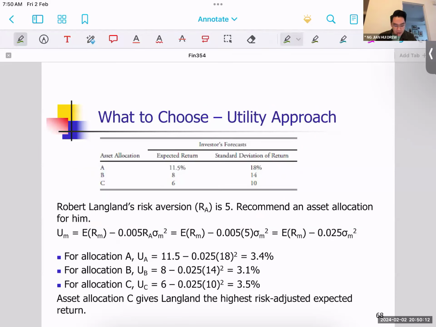So we are given this, okay, so we have asset allocation A, B, C, we have expected return, standard deviation. We notice that for Robert, this guy Robert, he has a risk aversion factor of 5. Okay, so we just plug in the various numbers into the formula. We calculate what is his utility, right, as given here, and the one with the highest is the best, right? The highest risk adjusted expected returns. So based on this, we should choose allocation C, which gives the highest utility.